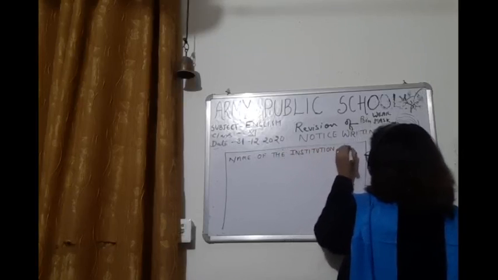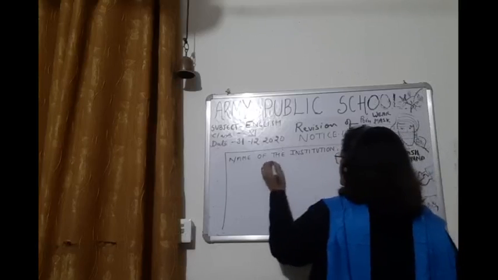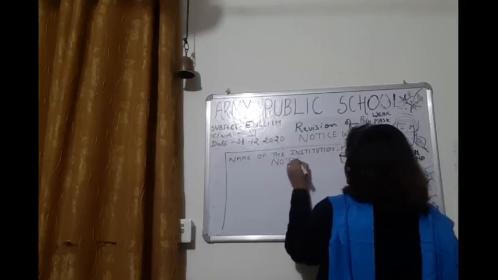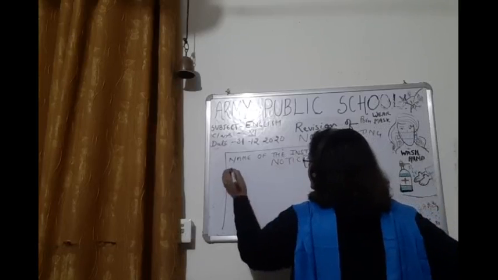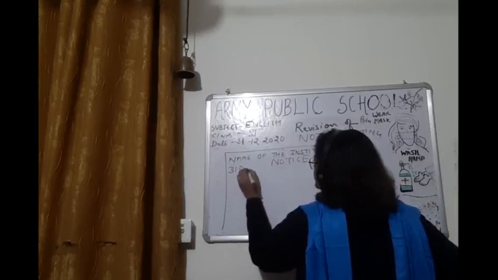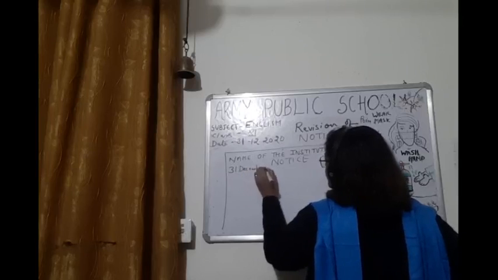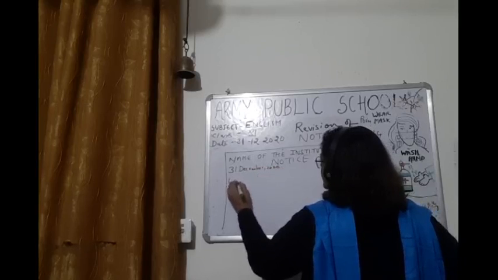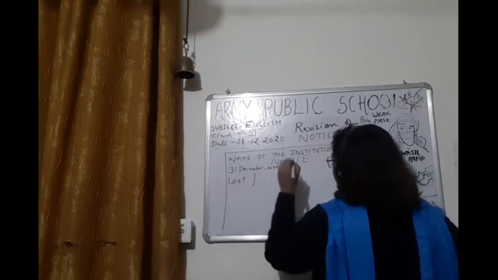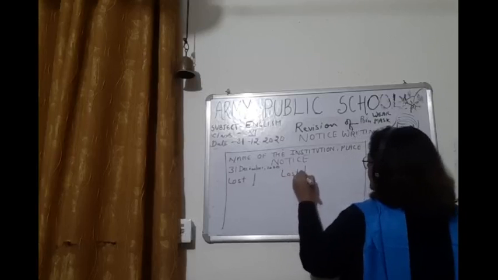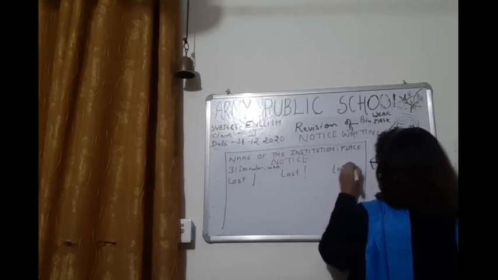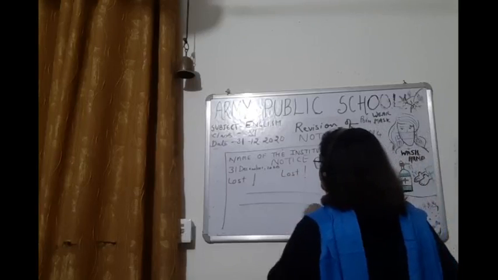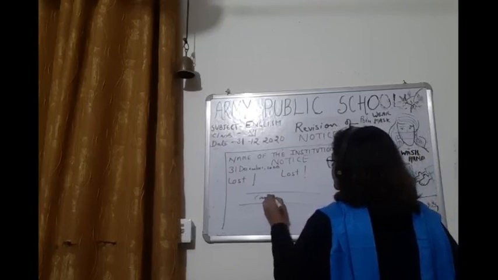and place. Then here, children, in the third line you will write notice with the capital, and here you have to write date also. Okay, 31st December 2020. Then children, here you have to write, see how you are writing lost. One exclamatory mark. Then in the center you have to write lost, and here you have to write lost. Then you have to write the content of the notice in 50 words.